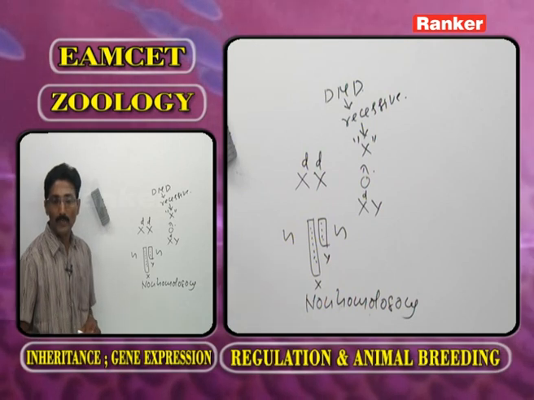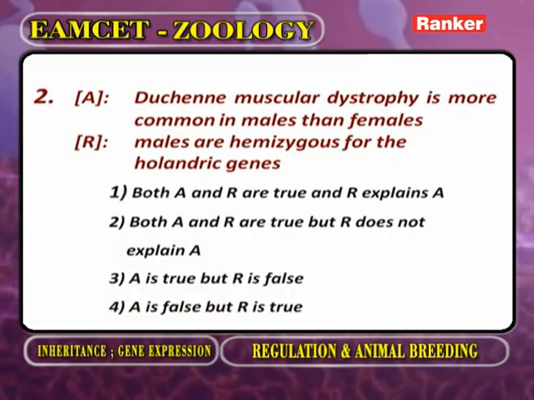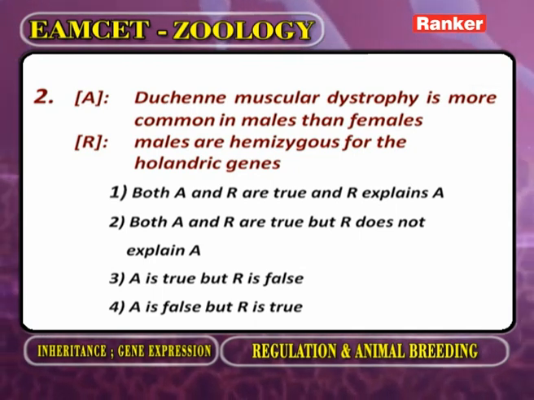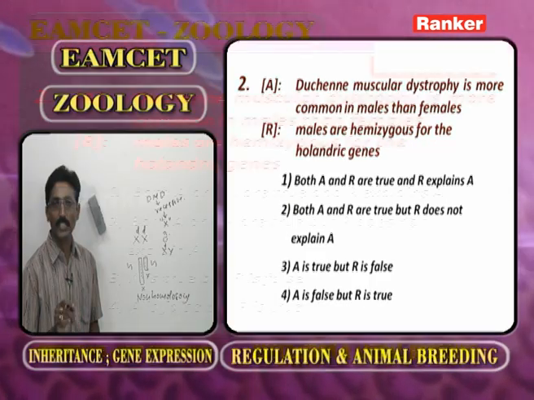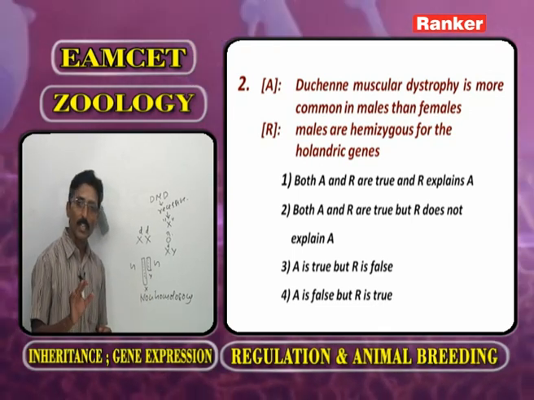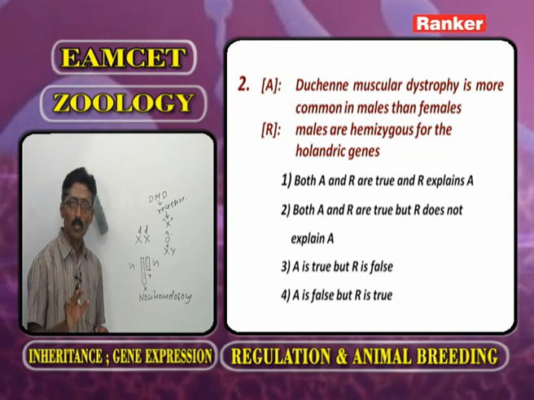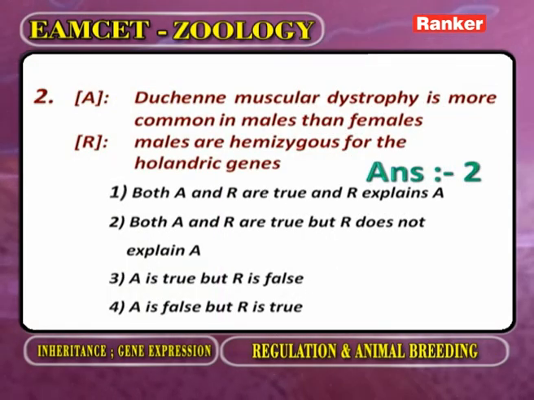Now here you have to observe the assertion. Duchenne muscular dystrophy is more common in males than females. So the assertion is correct. What about the reason? The males are hemizygous. Hemizygous means haploid for Holandric genes. What are the Holandric genes? They are present on the Y chromosome. So A and R are correct, but R does not explain A. So both are correct, R does not explain A. Next question.